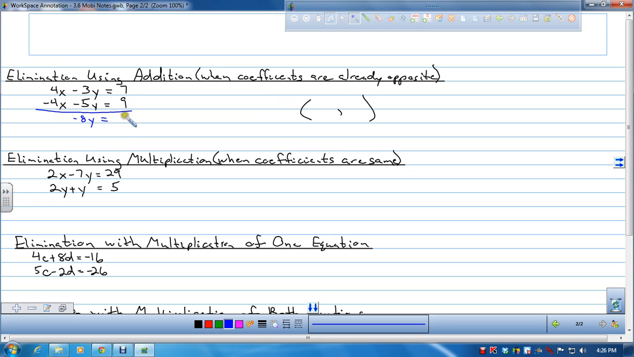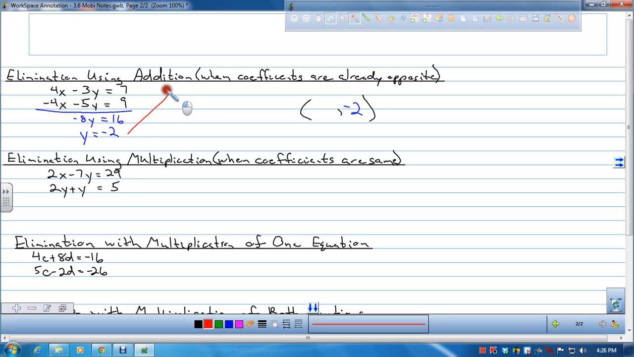7 and 9 give me 16. I would then go on to divide both sides by negative 8 and get y is equal to negative 2. So I've now got my y answer out here, right? Well, my steps tell me that now I need to take that and plug into one of the original equations. And I'll go do that right now.